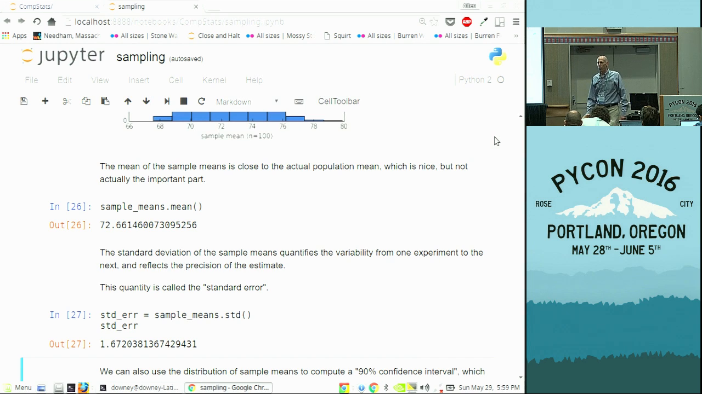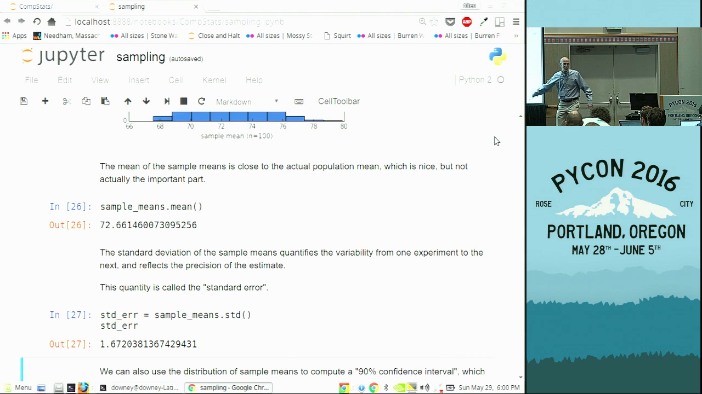So let me say it one more time. The sampling distribution tells me how much my results are going to vary from one run of the experiment to the next. The standard deviation of the sampling distribution is called the standard error, and it's a measure of the precision of my estimate. Good? All right. Good so far.